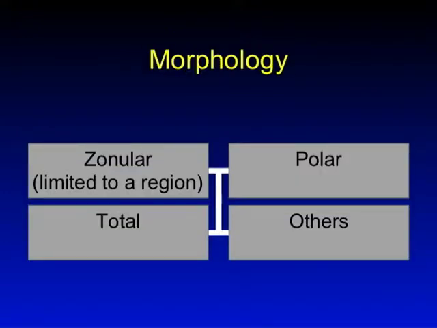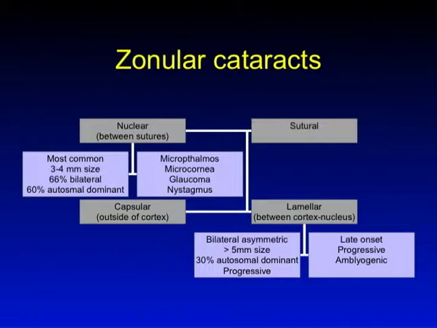Cataracts are divided into those limited to an area, which are zonular cataracts, total cataracts, polar, and others. Let's just divide them. Nuclear cataracts. Nuclear cataracts are usually associated with microphthalmos and glaucoma. They're asymmetric.